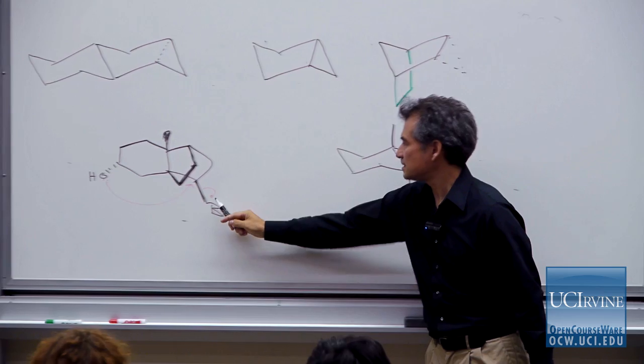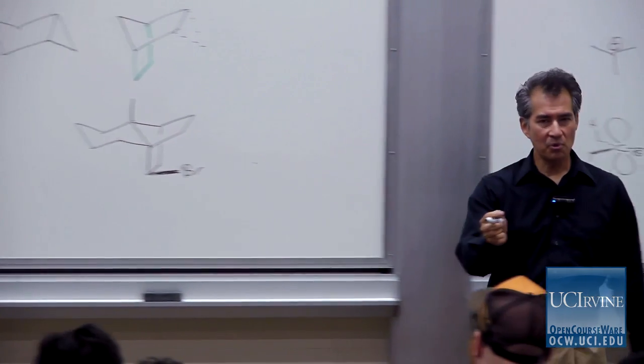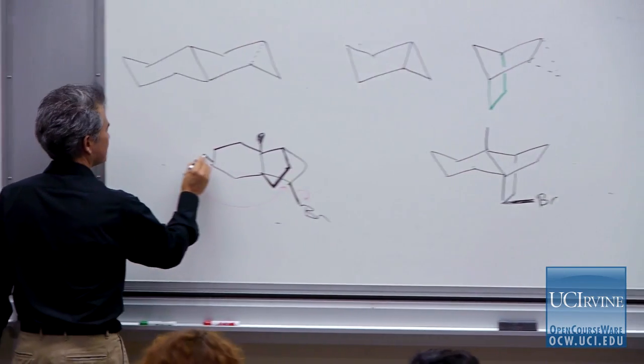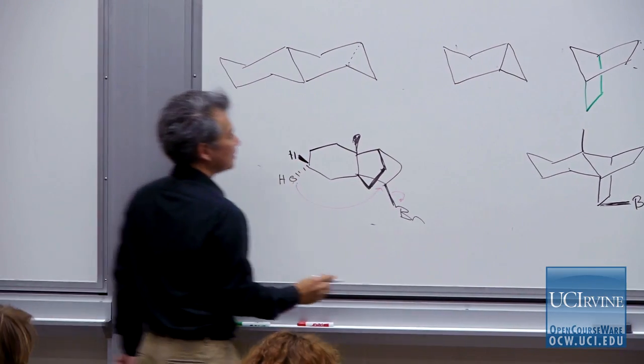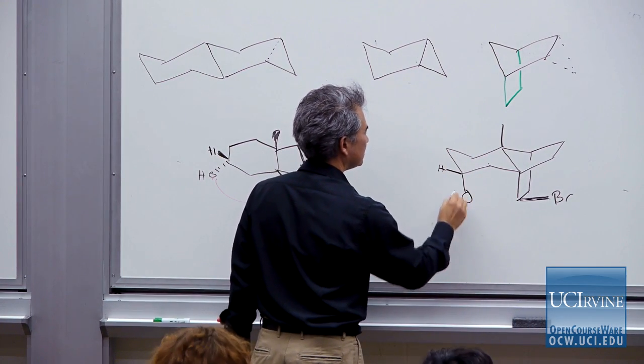That means it's sticking on the same side as this bridge that's coming out. And now the important part is I now draw the hydroxyl group going down. There's an H that's axial pointing up. There's an OH pointing down. Here's the H bond. Here's the O.